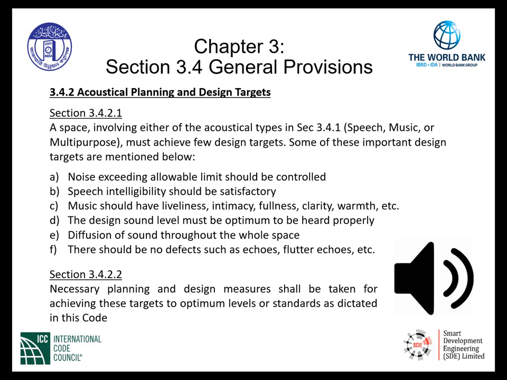Item C, music should have liveliness, intimacy, fullness, clarity, warmth, etc. Item D, the design sound level must be optimum to be heard properly. Item E, diffusion of sound throughout the whole space. Finally, item F, there should be no defects such as echoes, flutter, etc. Necessary planning and design measures shall be taken for achieving these targets to optimum levels or standards as dictated by this code. This is given to us in section 3.4.2.2, particularly with respect to the planning and design measures.